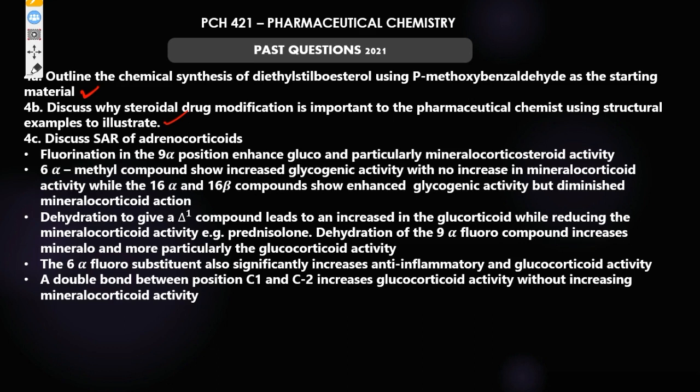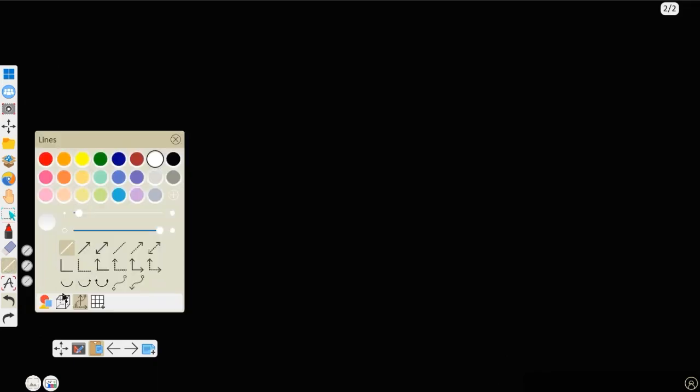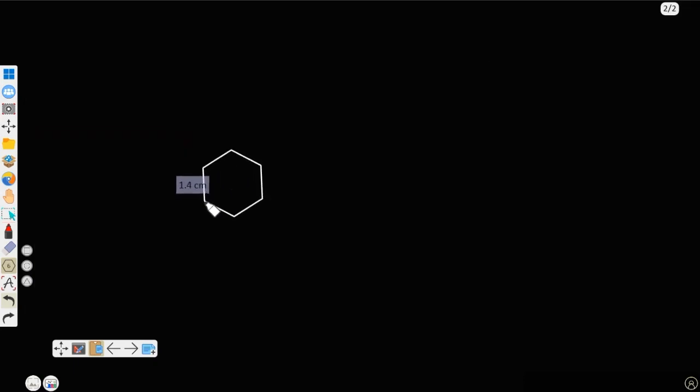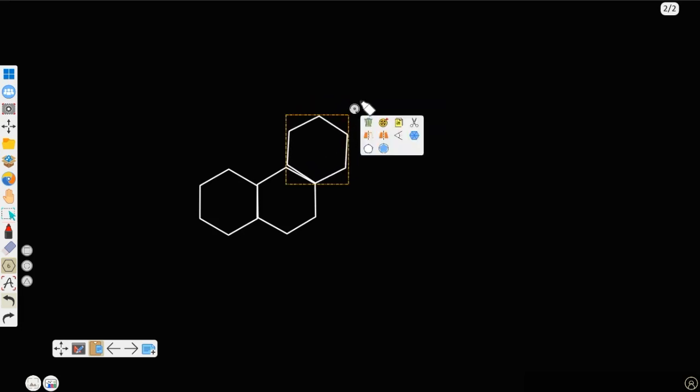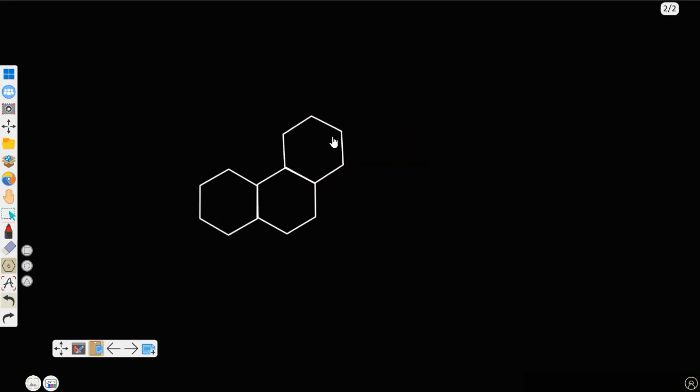Now, I told you that before you can discuss the SAR of any group of compounds, you must first of all draw the structure of those compounds. Is that okay? Now, for the adrenocorticoid, your structure is something like this. Let's draw the structure of the adrenocorticoid. Of course, you have your normal benzene ring, all right? Then you have another benzene ring, which makes it two benzene rings now. Then you have another benzene ring. You getting it? Which makes it three benzene rings now.